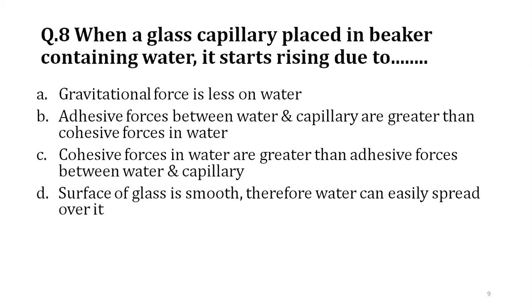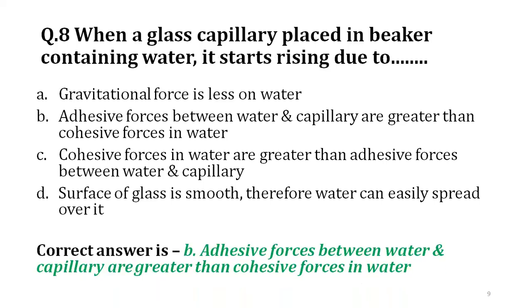Again, the answer is given in the book of Martin: the adhesive force between the water and the glass capillary is greater than the cohesive forces between the water molecules. So option B is correct. In mercury, the cohesive force between the mercury molecules is greater than the adhesive force between the mercury and the glass capillary. That's why mercury fails to rise inside the capillary. All this information is given in the book.